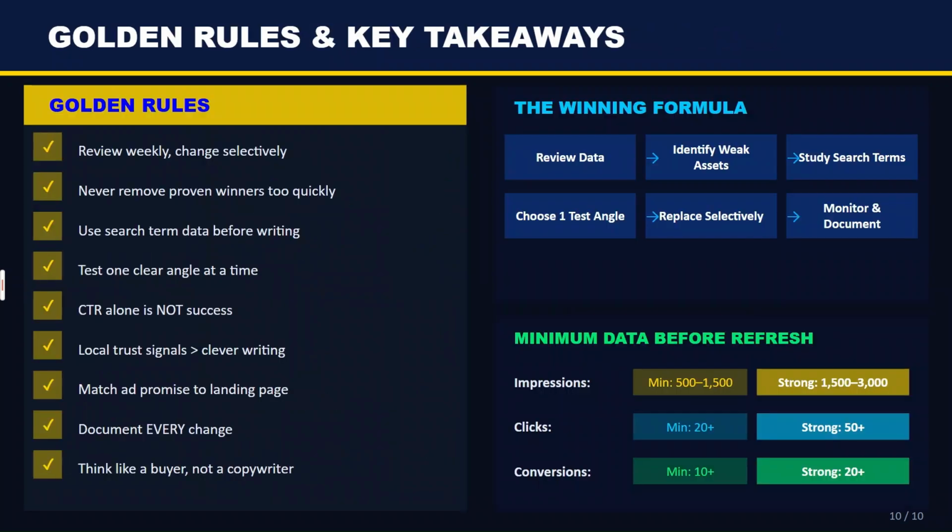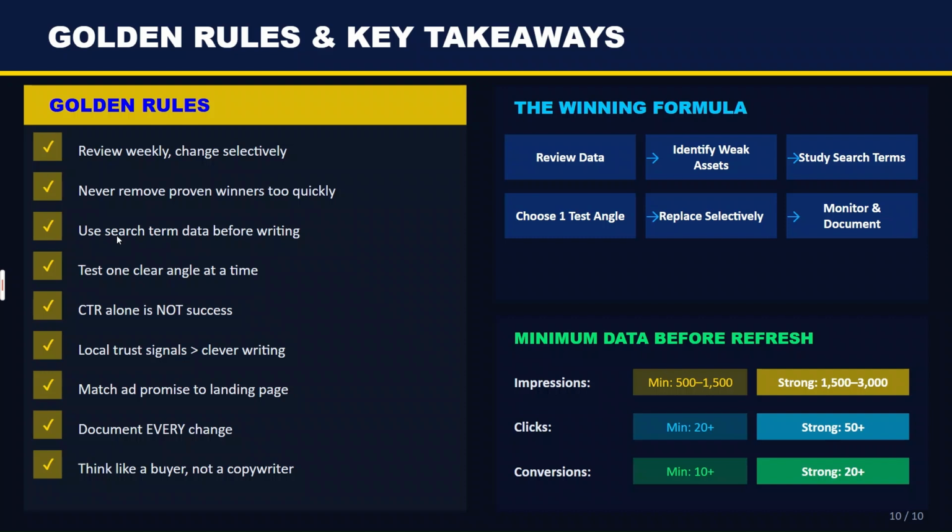So we are at the final slide now. These are the golden rules, the ones I want you to remember after the video ends. Rule number one is review weekly, change selectively. Every week you look, but you only touch what actually needs fixing. Rule number two is never remove proven winners too quickly. If a headline is working, leave it alone and give it time to perform.